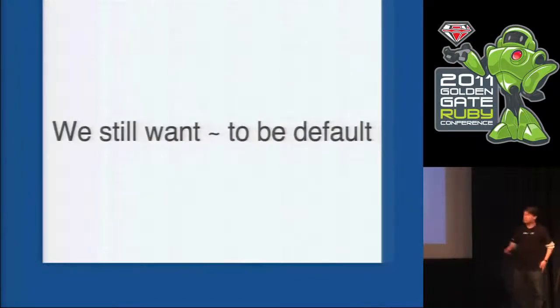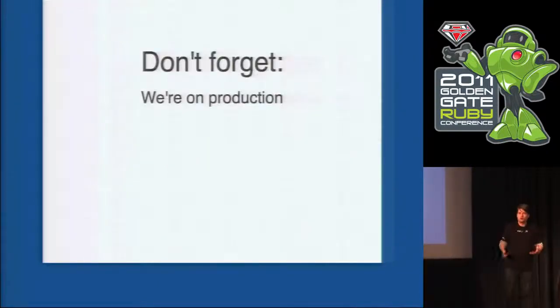Now, we've done all that, but we still want the home directory to be the default, right? Aren't we still in the same place that we were before? So, right, we're on production. Again, we don't want to screw up my home directory files. We don't want to screw up yours when you run the tests.